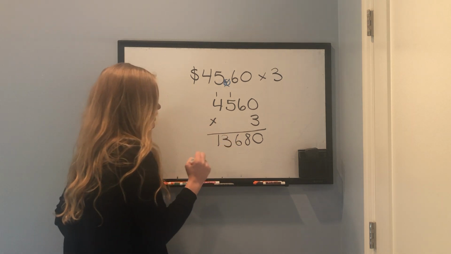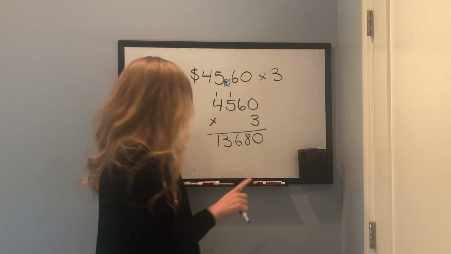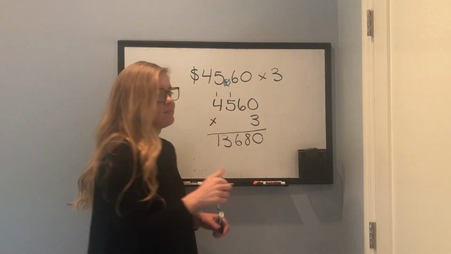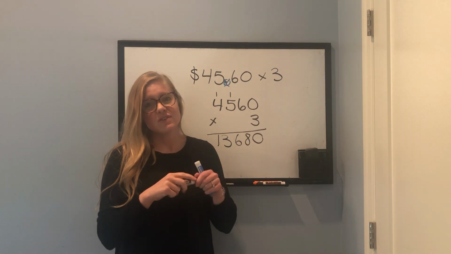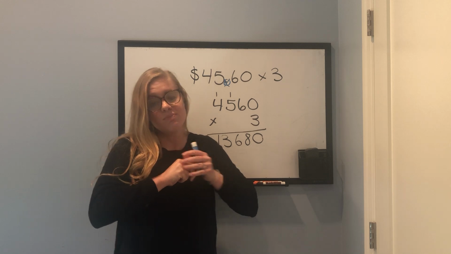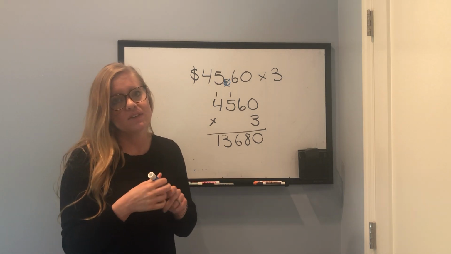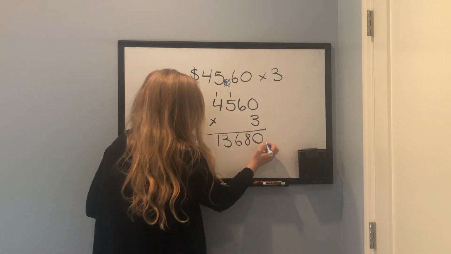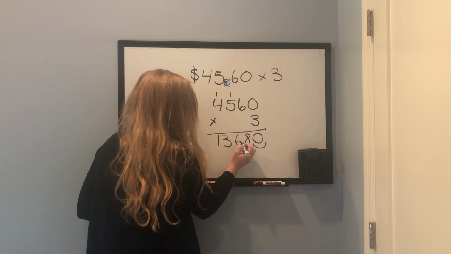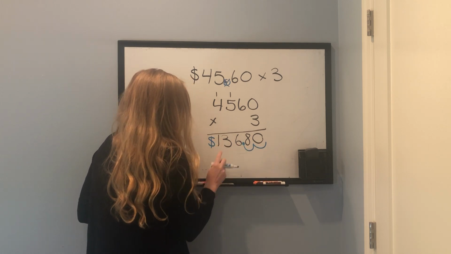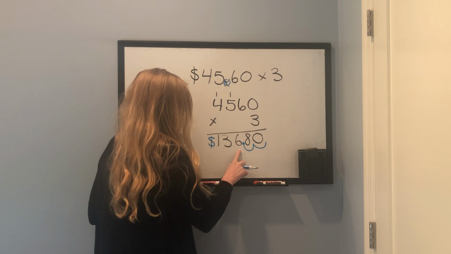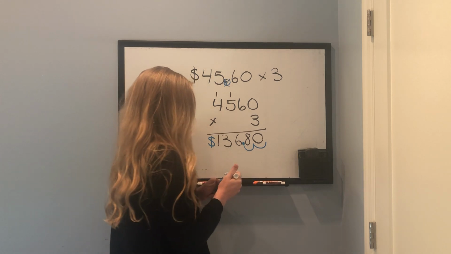Okay. Oh my goodness. Now we have 1, 2, 3, 4, 5 digits. That means that our answer is going to be in the hundreds, okay? Because remember, we have to add back in that decimal point. So we count 1, 2 over. So our answer is $136.80.